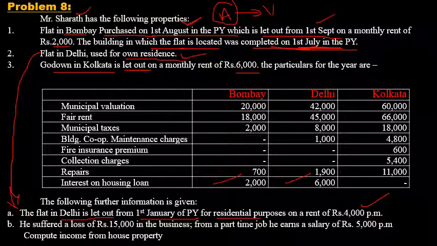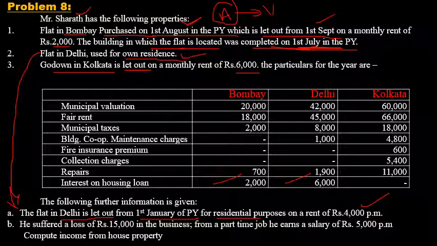So we have to consider the entire property as a let out property. But while you are calculating rent received, it has to be considered only for the let out term. All other values are for the year, for 12 months, but only rent received is for the let out period. So now the Delhi flat is a let out property.